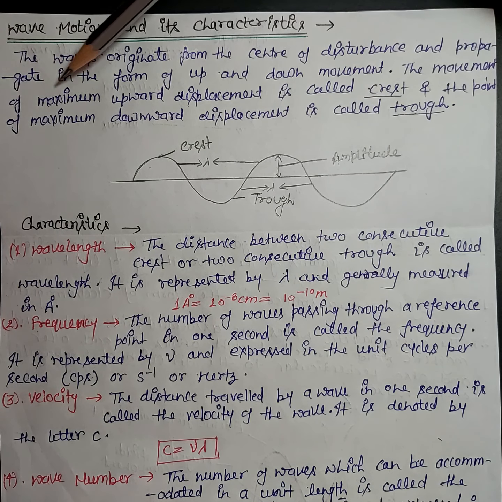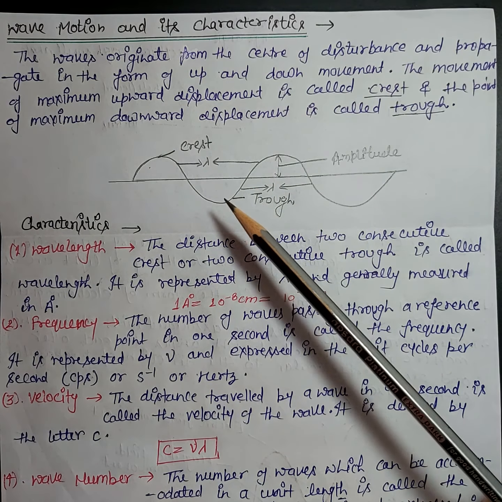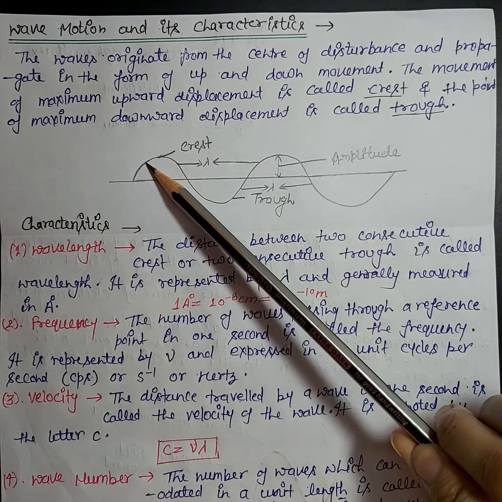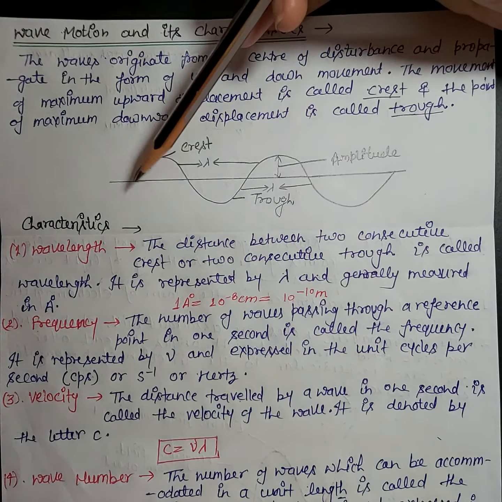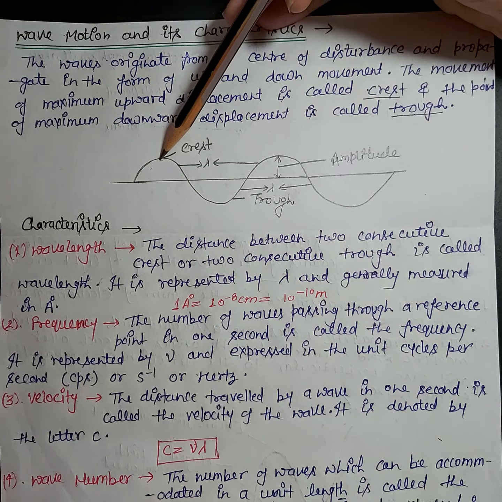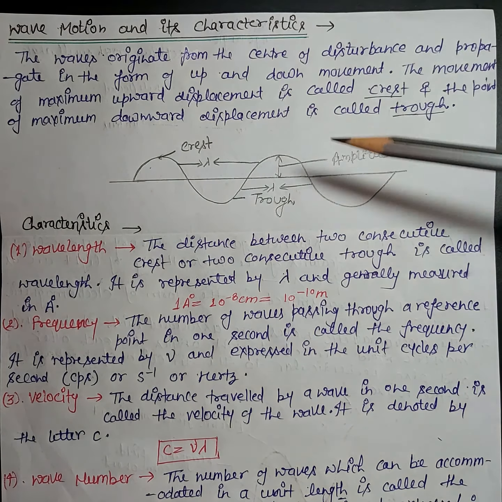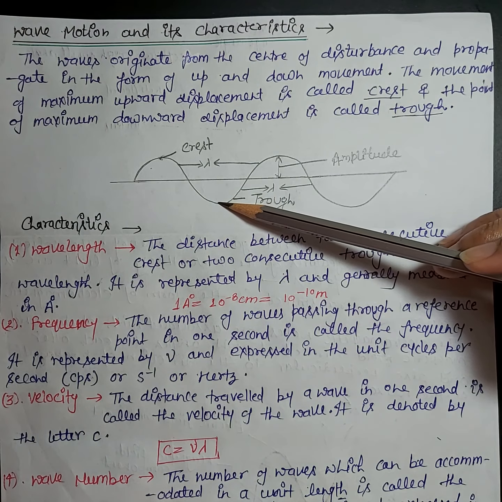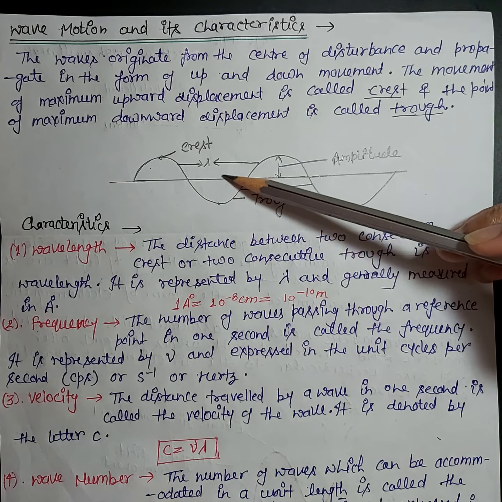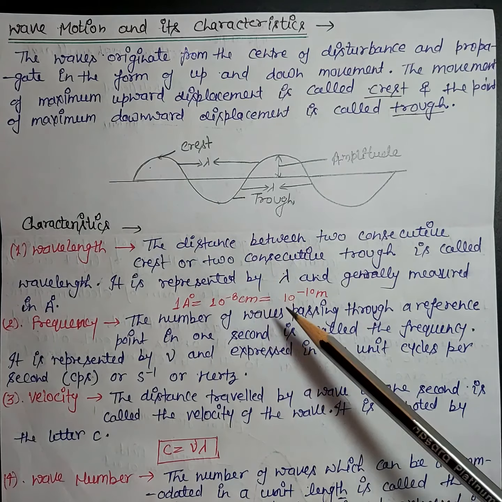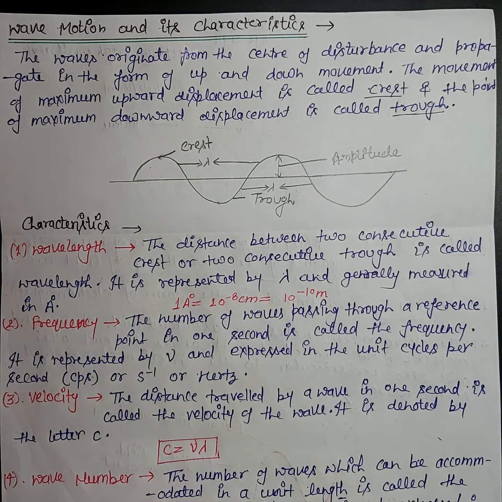The point of maximum upward displacement is called crest, and the point of maximum downward displacement is called trough. Like you can see in this diagram, this is the point of maximum upward displacement, so this is the crest, and this is the point of maximum downward displacement, so this is the trough. So this is how a wave moves.